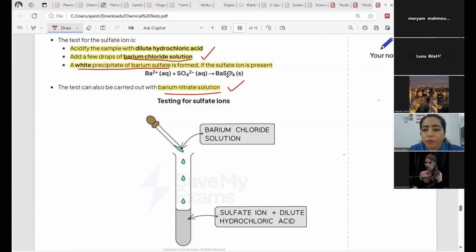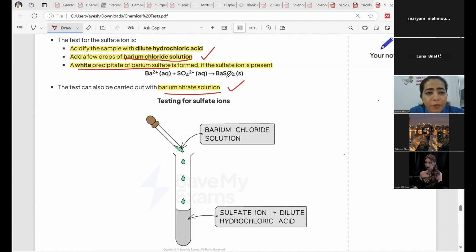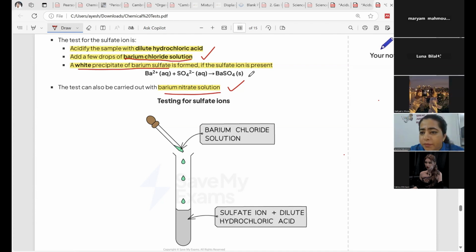So if you can use any other element over here which is giving you a precipitate, you can change. But that will make you confused about which other element we can use. So it's better to remember only one which is given. Barium chloride or maybe barium nitrate. That's it. Because it will for sure make a precipitate at the end. Miss? Yes, Luna.